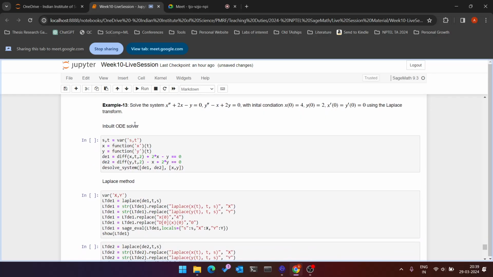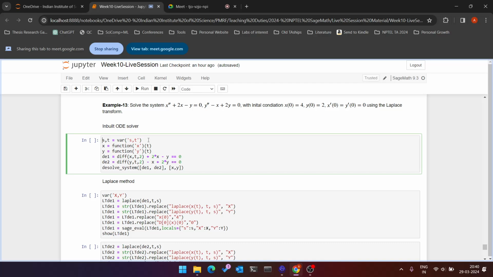Okay, the next example, example 13: solve the system of equations x double dash plus 2x minus y equal to 0, y double dash minus x plus 2y equal to 0, with the initial conditions x of 0, y of 0, x dash of 0 and y dash of 0. We want to solve this using Laplace transform. x double dash and y double dash are derivatives with respect to time, so second derivatives.